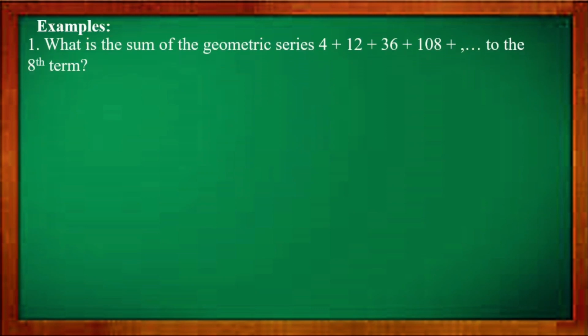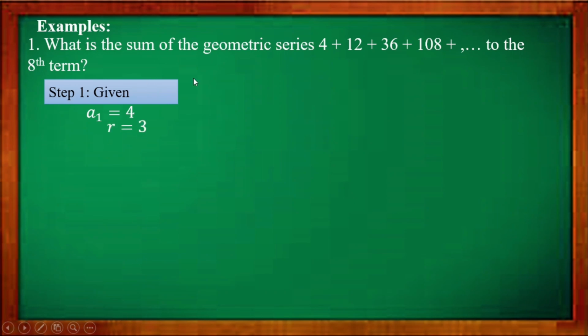So let us have an example in getting the sum of a geometric sequence. Okay, example number 1. What is the sum of the geometric series 4, 12, 36, 108 to the 8th term? So our goal here is to find the sum of this sequence up until to the 8th term. So the first step that we are going to use is to find the given values. And the given values are a sub 1 is 4, as given in the sequence.